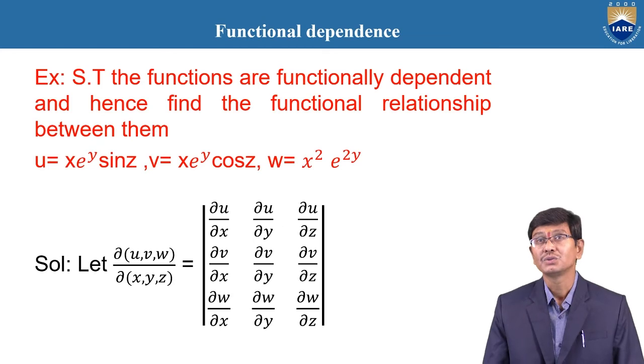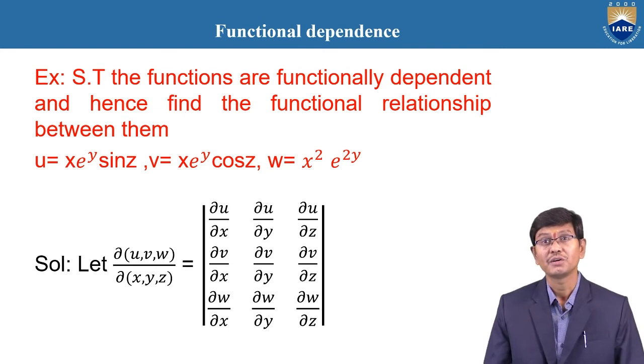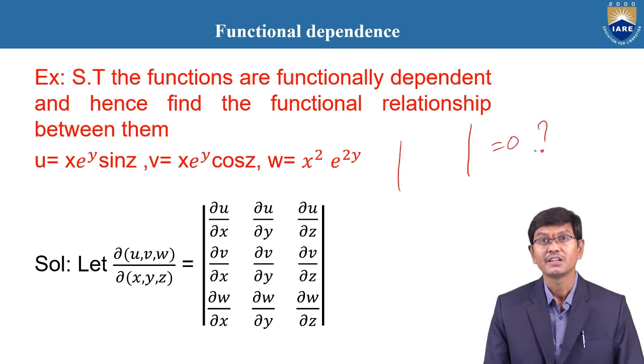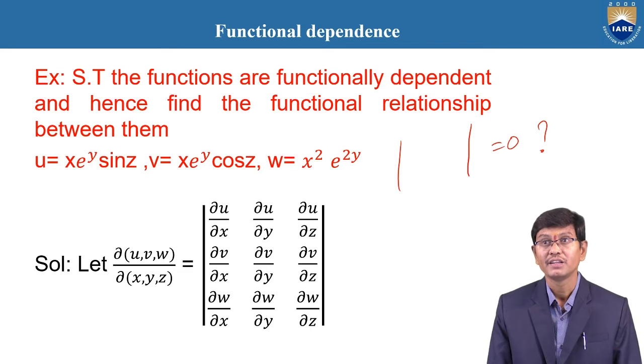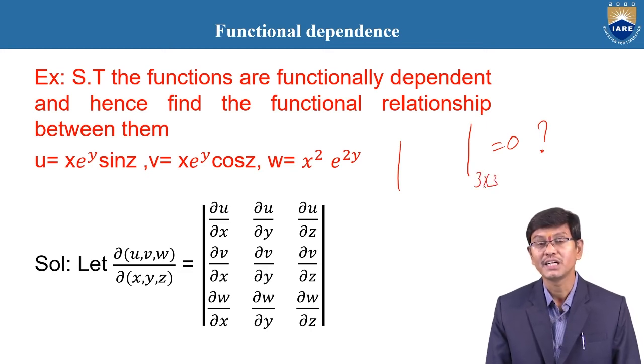Next one, show that the functions are functionally dependent and hence find the relation between them. Here also we need to find out whether the determinant is equal to 0 or not equal to 0. First we need to check the condition. That means this problem is given that u, v, w are dependent with respect to the independent variables x, y, z. Therefore, we need to check the determinant of the 3 by 3.